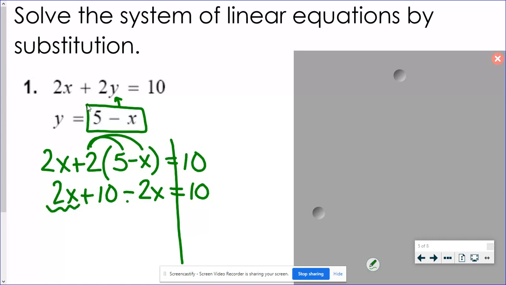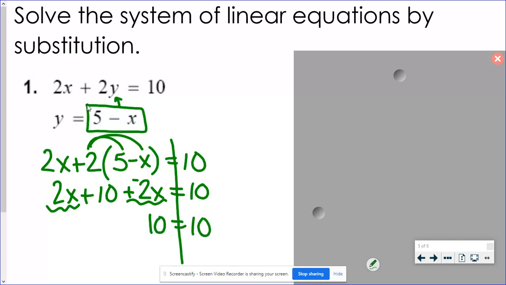When I combine my x's, don't forget that's really a -2x. 2x plus -2x is 0. The x's are going to go away. Don't write down 0x. They're just gone. What I'm left with on the left side is 10. And on the right side, it's also 10.